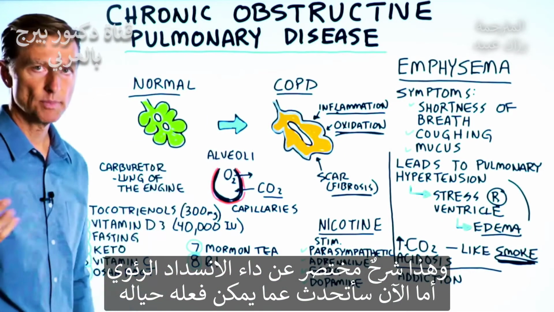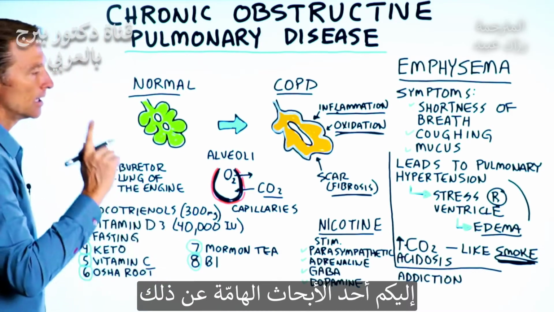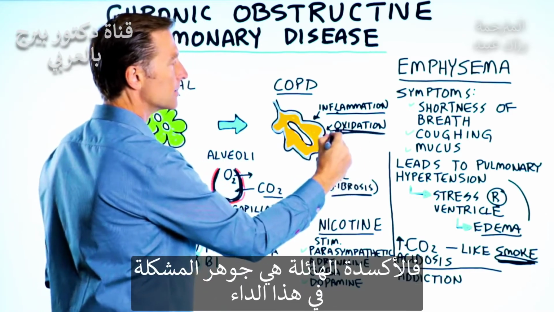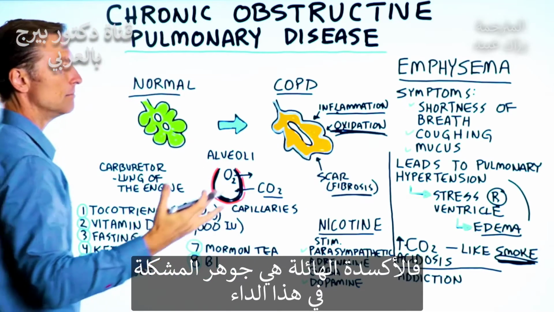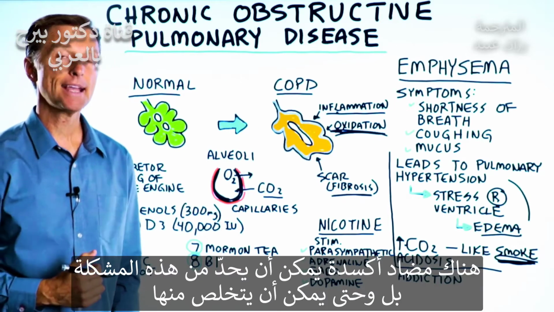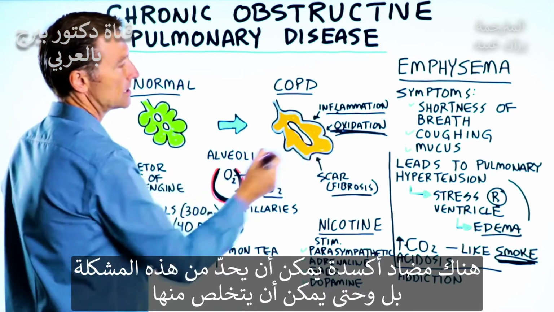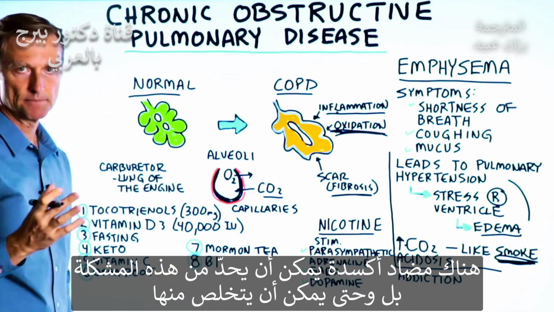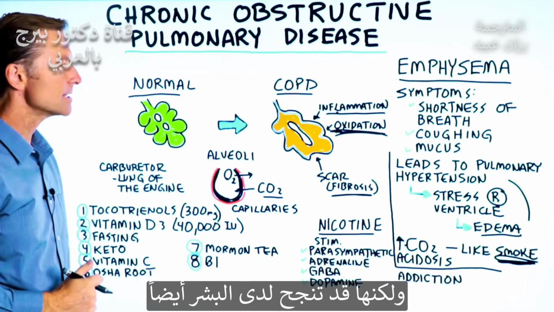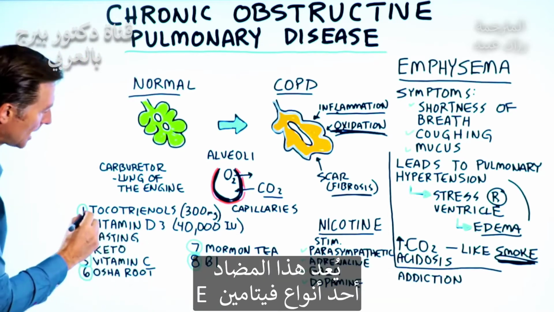Now, what can you do about it? There's some really interesting research on this. And it has to do with this right here, oxidation. At the heart of COPD, you're getting a massive amount of oxidation. There just happens to be an antioxidant that can help stop this, maybe even reverse it. Some of the studies were done in animals, not in humans yet, but it makes sense that it would work in humans as well. And it has to do with a type of vitamin E.